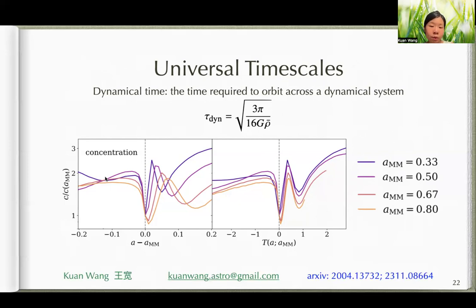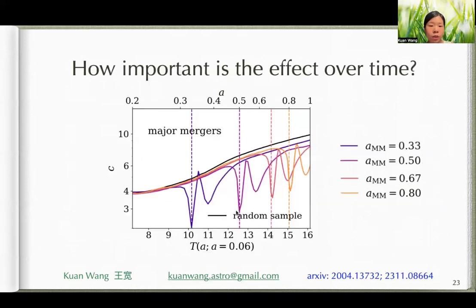When we use this time unit, we find that the oscillations in the different merger samples all line up. So it's not just the qualitative behavior that's universal. The timescales in the merger-induced evolution are universal as well. However, does this matter at all? Is the merger response only a glitch in the entire concentration evolution, or is it actually significant?